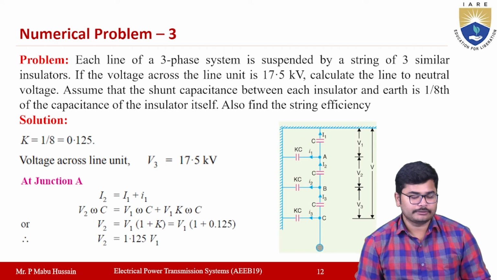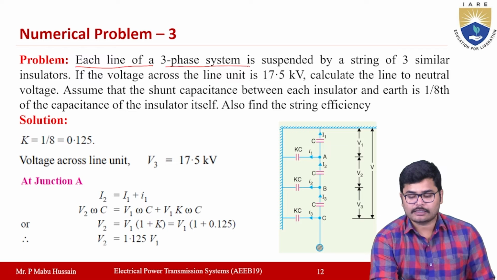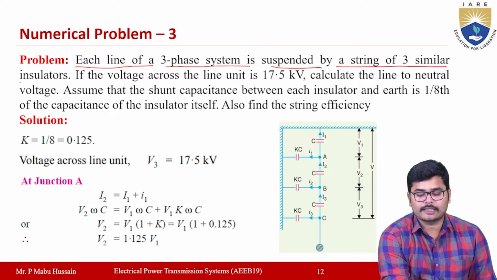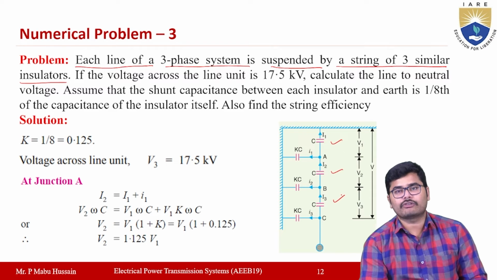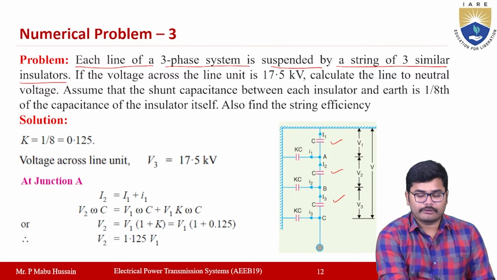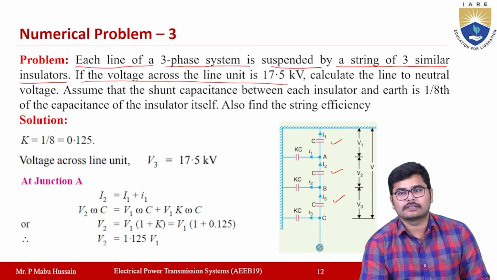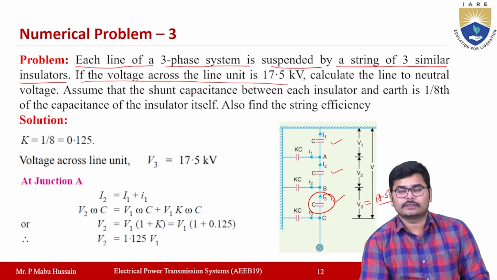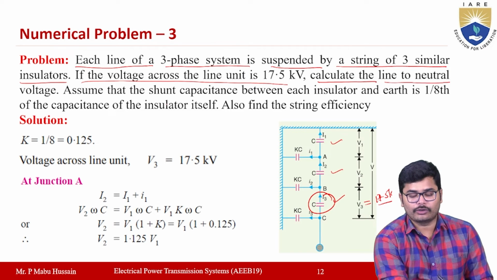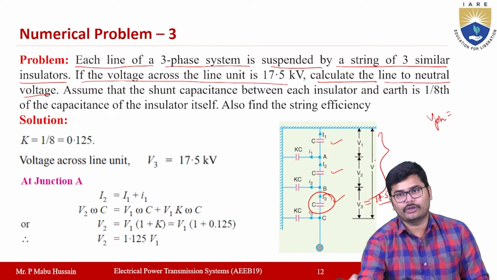Right, let us see another problem. In this problem, each line of a three-phase system is suspended by a string of three similar insulators. Similar insulators in the sense they will have the same self-capacitance, which we are assuming is C. If the voltage across the line unit is 17.5 kilovolts, line unit in the sense the one nearer to the line, so here the value of V3 is given, which is equal to 17.5 kilovolts. Then calculate the line to neutral voltage. Line to neutral voltage in the sense phase voltage, which is equal to the voltage across the total string V that you have to find out.